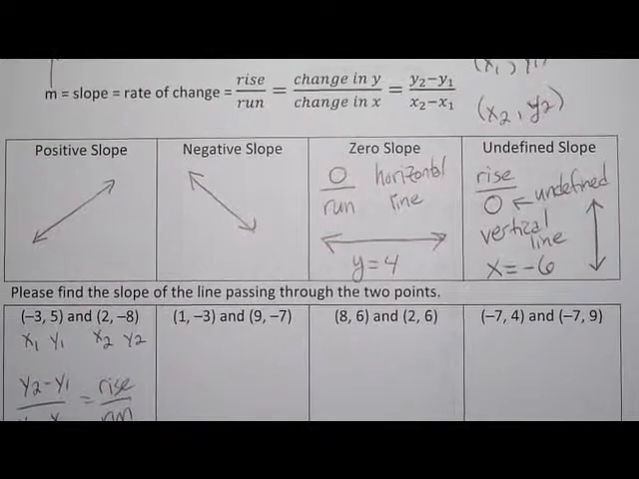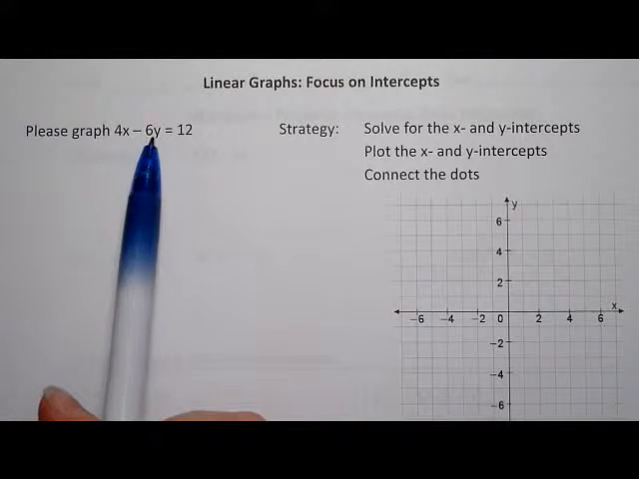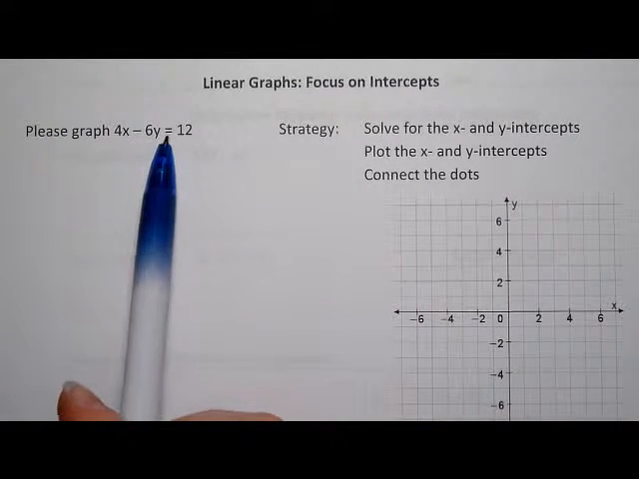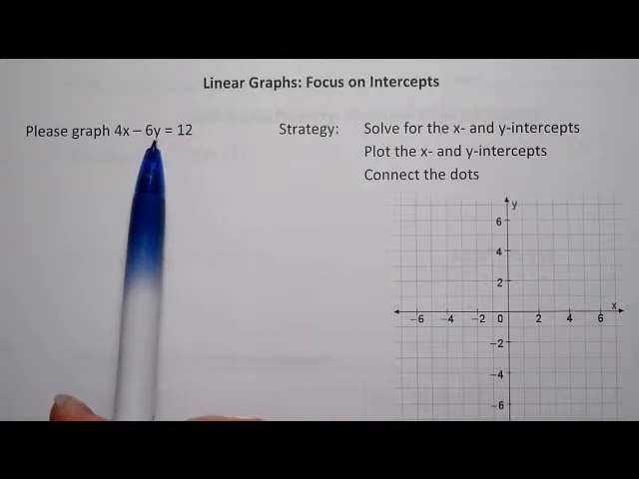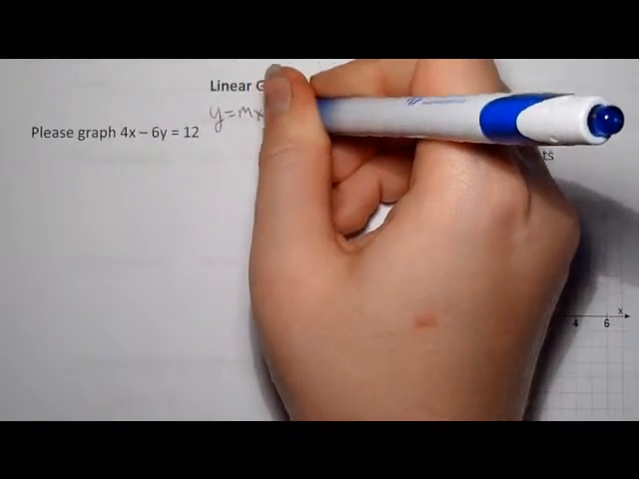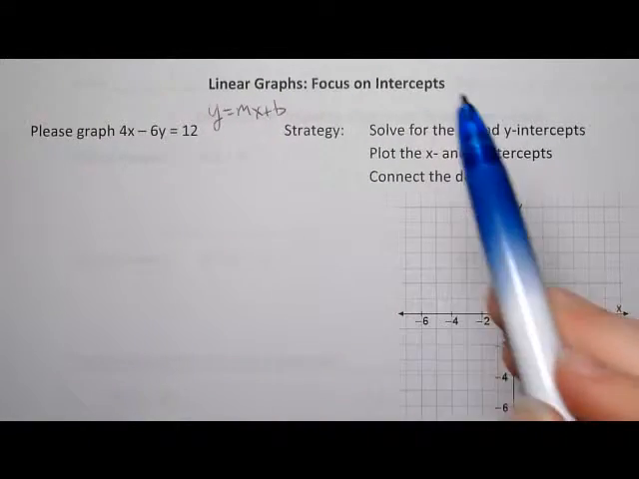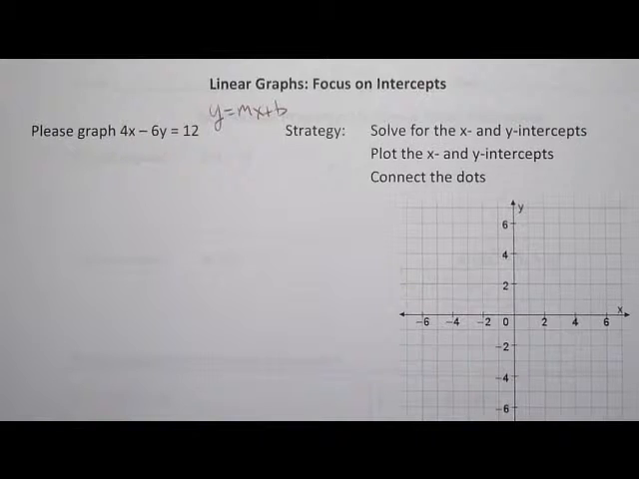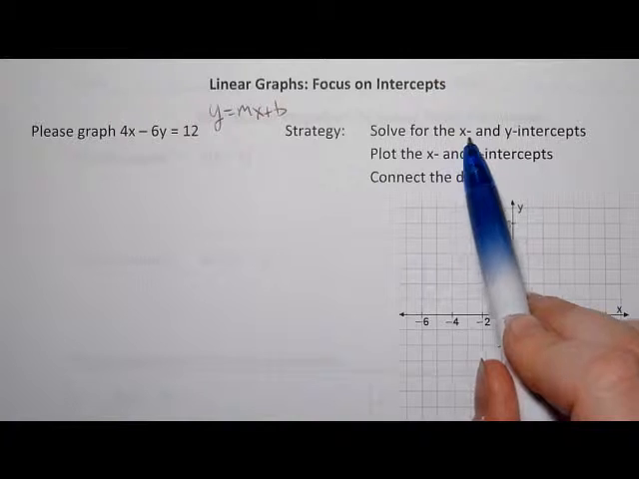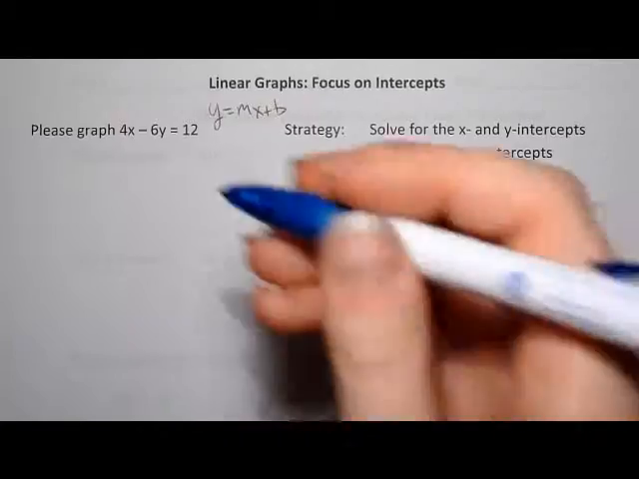If I am asked to graph a linear equation that is written in a non-standard form, such as 4x minus 6y equals 12, I could either rearrange this equation to be in slope-intercept form, i.e. y equals mx plus b, if I solve for y, get y by itself. Or I could take advantage of the fact that in order to plot a line, I only need to know two points. And solving for the x and y intercepts is often very easy to do.